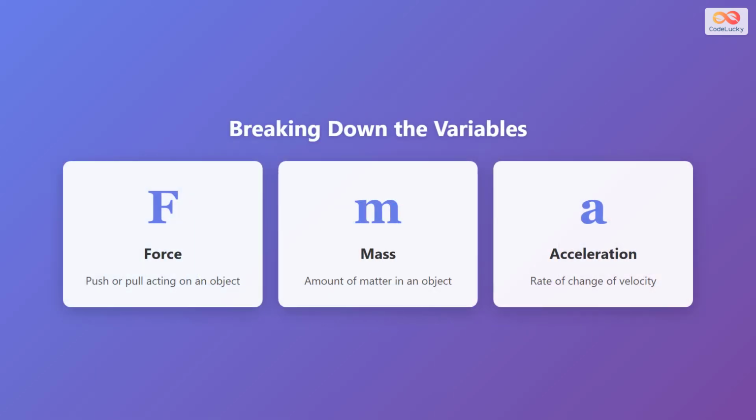Let's break down each variable in this equation. F represents force, which is any push or pull acting on an object. The letter m stands for mass, which is the amount of matter contained in an object. Finally, a represents acceleration, which is the rate at which an object's velocity changes over time. Understanding each of these components is essential to applying Newton's second law effectively.